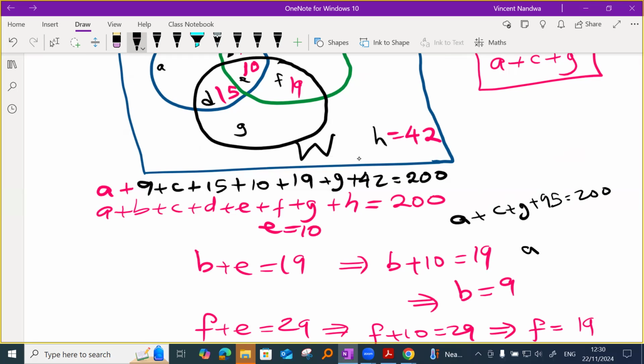So A plus C plus G gives us 105. And this is what we are looking for, because we wanted those who studied exactly one subject, which is A plus C plus G, and that will be the sum, 105. So that's what we get.